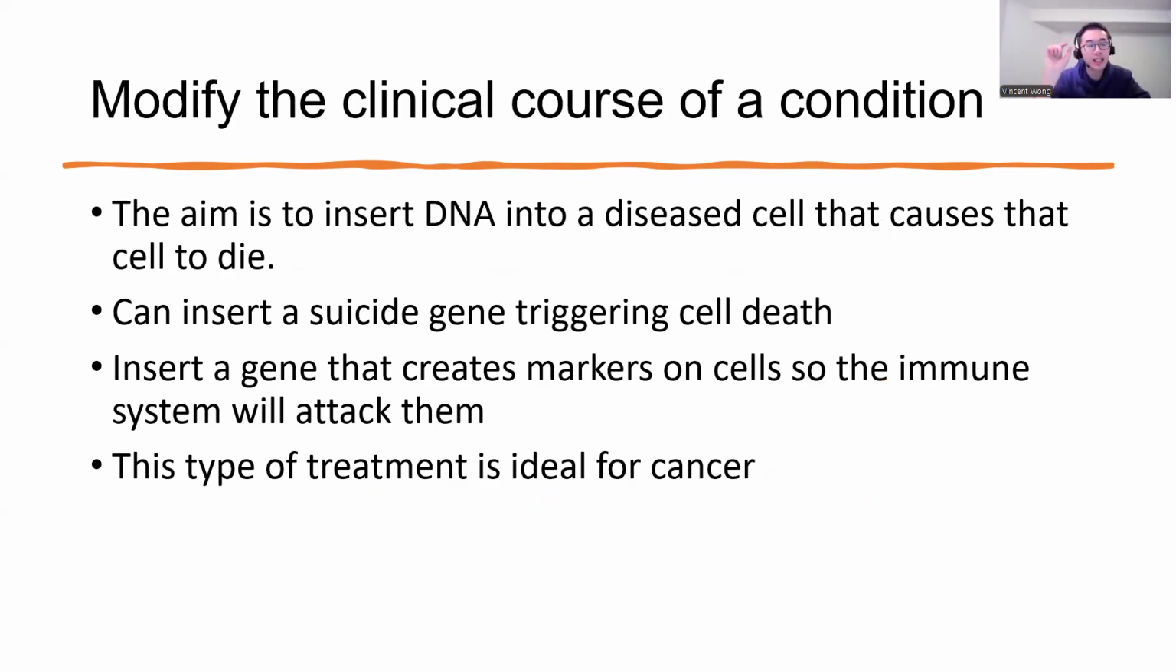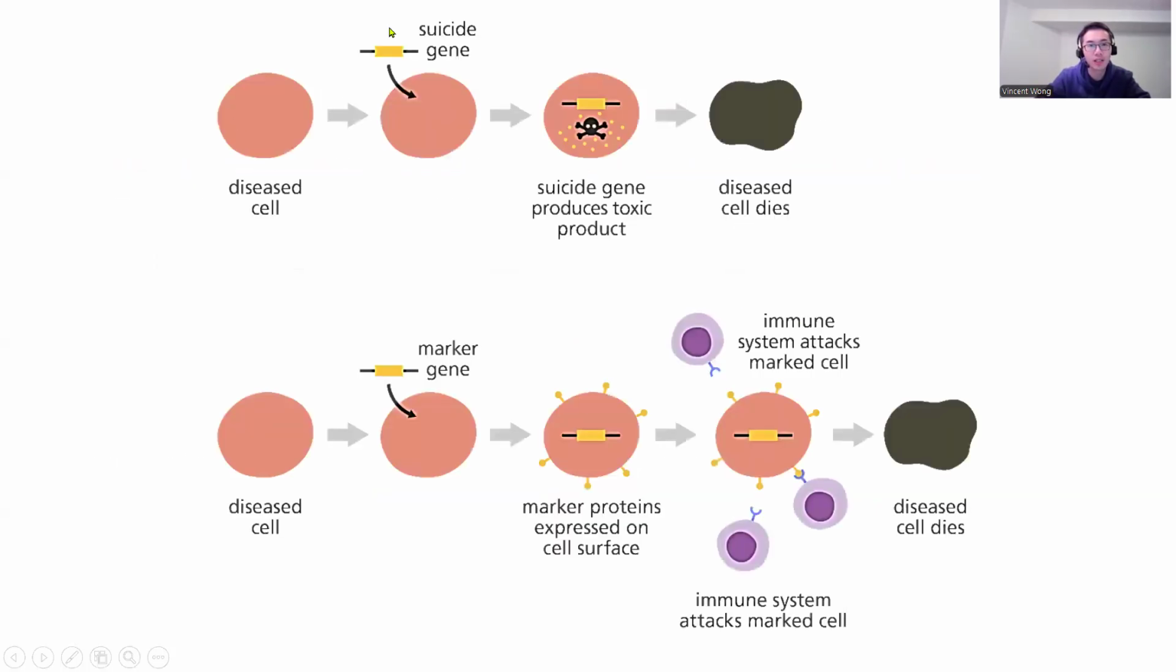Researchers are trying to insert what's called a suicide gene that would trigger cell death. So these suicide genes get delivered to diseased cells, and once it goes into the cancer cell, it would produce some kind of toxic product that would trigger apoptosis. Right? It would kill them off. Another way to do this is to insert a marker gene.